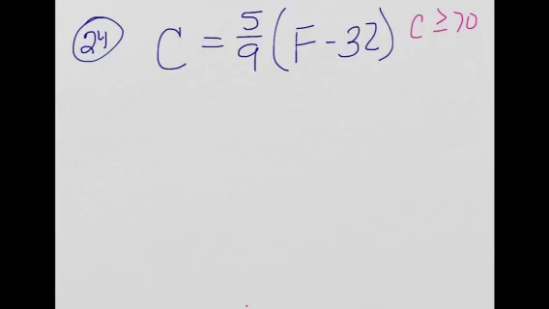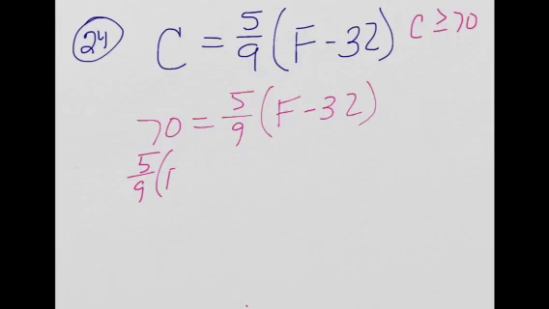Here we're going to be finding the smallest value of f in order for c to be greater than or equal to 70. The easiest way to do this is to substitute in your 70 for your c. So 70 is equal to 5/9 times f minus 32. Now we're going to get f on the left, so 5/9 times f minus 32 is equal to 70. We're going to get rid of the 5/9 by multiplying by 9 over 5.